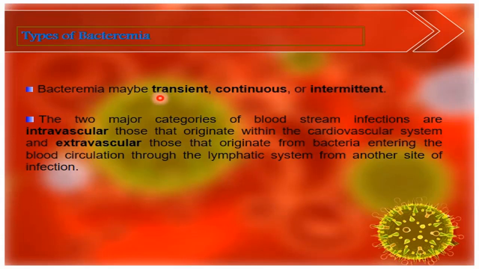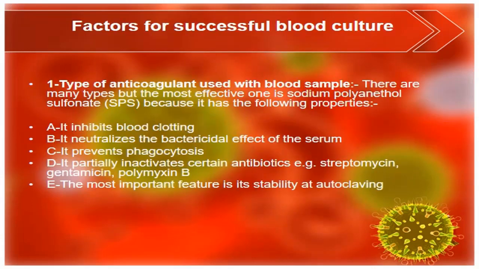Transient, as we took with parasitic infection, for example Toxoplasma gondii. That means the microbe, whether bacteria, parasite, or fungi, may be found transiently in the blood. Then continuous or intermittent. The two major categories of bloodstream infection are intravascular, which originates within the cardiovascular system, and extravascular, which originates from bacteria entering the blood circulation through the lymphatic system from another site of infection.